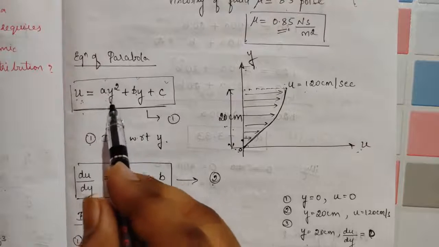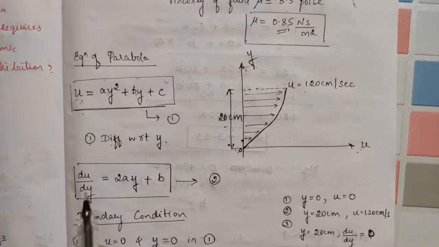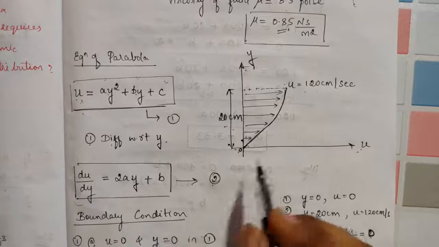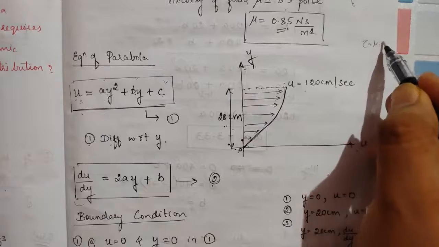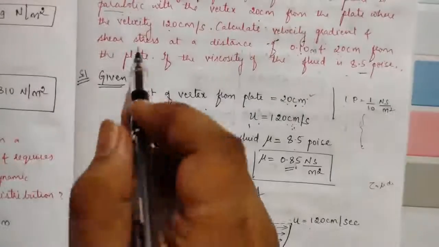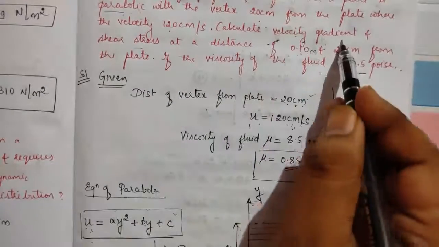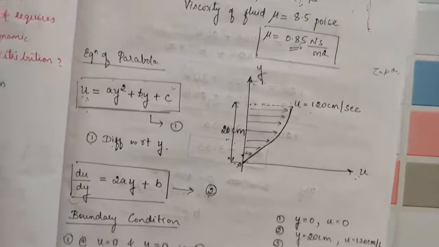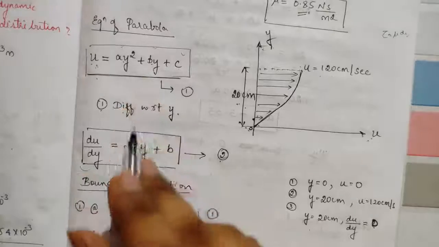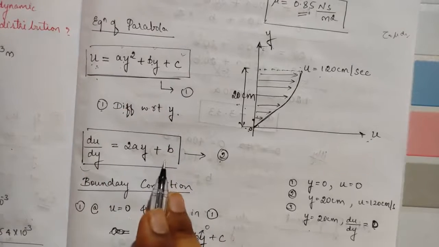So what I want is also the differentiation with respect to y. I want the velocity gradient to find tau, to find shear stress, that is tau is equal to mu into du by dy. What do I need to find here? Shear stress. I need to find the velocity gradient. So what is velocity gradient? du by dy. I differentiate it with respect to y: 2ay plus b.